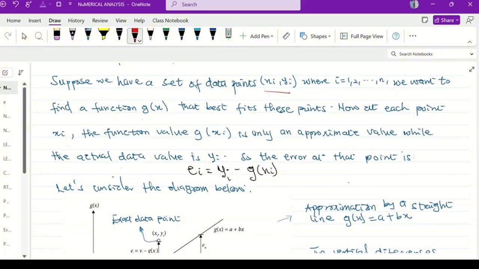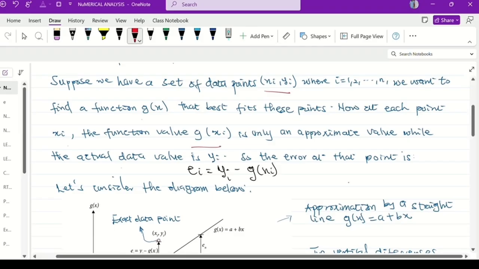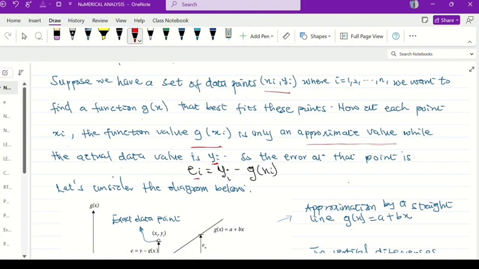Now, at each point xi, the function value g(xi) is only an approximate value. So our g(xi) here is our approximate value, whilst the actual data value is yi. So the error at that point is ei, which is equal to yi minus g(xi). So let me explain this part.